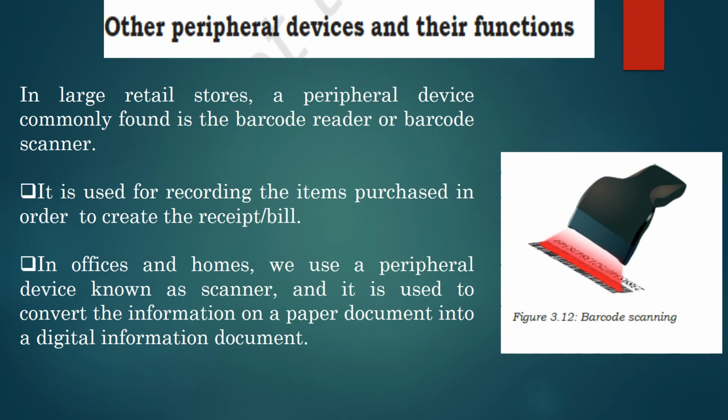Let us see other peripheral devices and their functions. In large retail stores, a peripheral device commonly found is the barcode reader or barcode scanner. What is the use of this barcode reader or scanner? It is used for recording the items purchased in order to create the receipt or bill. In offices and homes, we use a peripheral device known as a scanner, and it is used to convert the information on a paper document into a digital document.